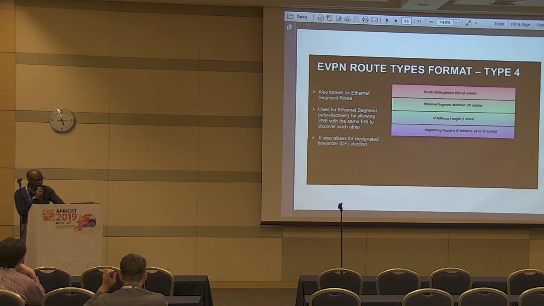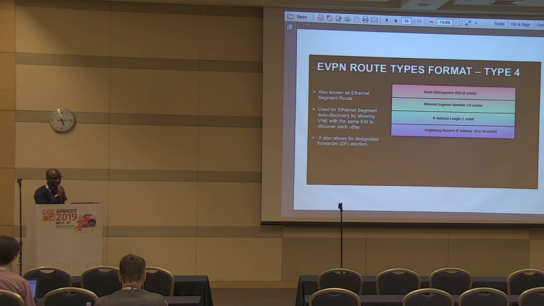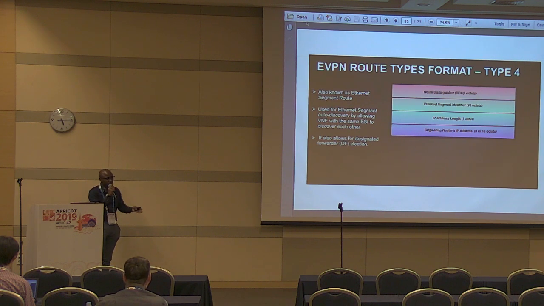The type 4 route is known as the Ethernet segment route. Again, this is what is used for the designated forwarder election. This is how it's encoded today. Basically, it allows two leaves, or two PEs, connected to the same segment to know that they're connected to the same Ethernet segment.